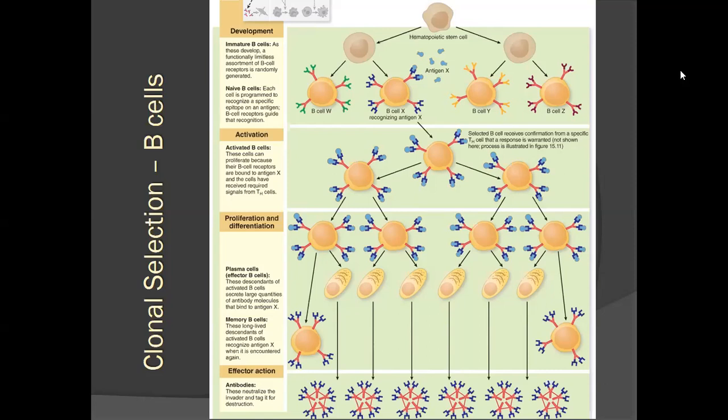It could be different, right? With T cells, you could have T helper cells that go through clonal selection, and you could have cytotoxic T cells that go through clonal selection. But if we're talking about B cell clonal selection, it's going to be a T helper cell that aids in this process. A cytotoxic T cell is typically not going to aid in the clonal selection of B cells.